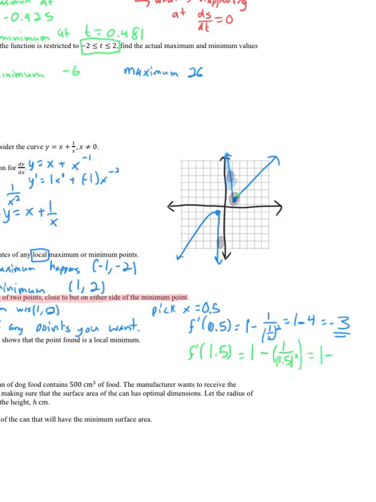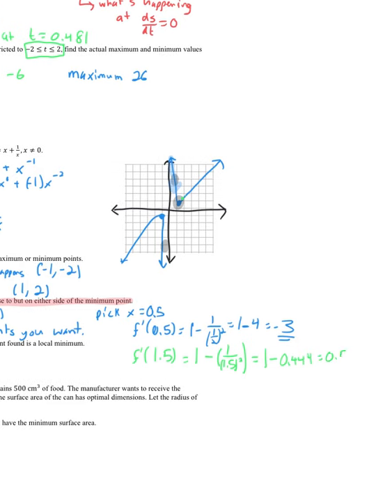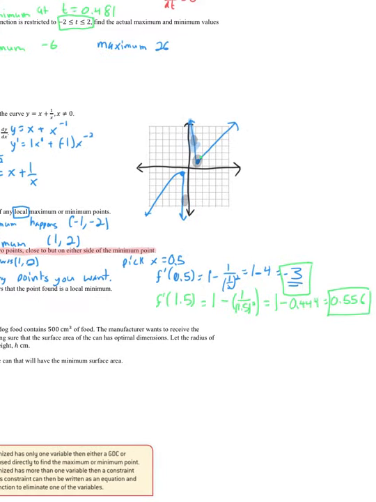This time we're going to get like a 0.44 or something. But we end up getting a 0.556, so a positive value here. So we have a negative value and a positive value. And that right there verifies that the slope is changing. It was a negative slope before that point, and now it's a positive slope after that point.